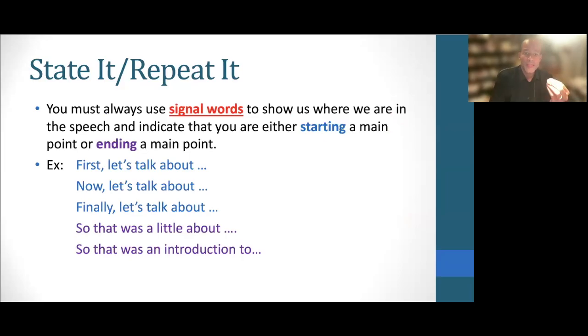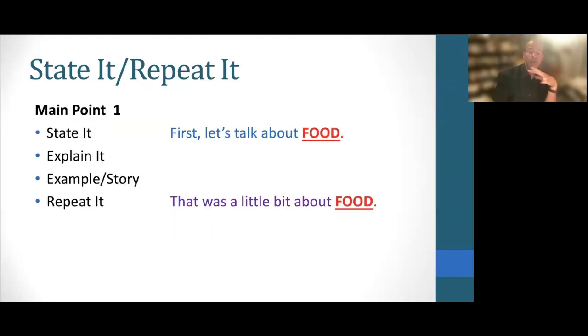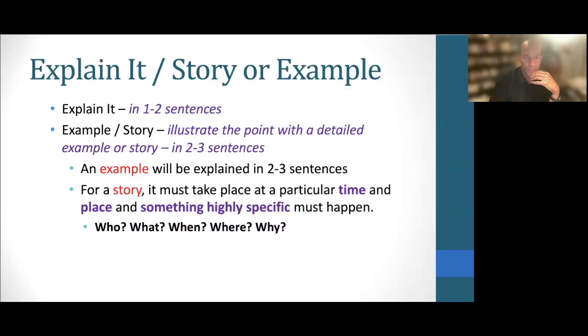When we're stating it and repeating it, we're using signal words in order to show where we are in the speech and indicate that we're either starting a main point or finishing it. Those signal words are things like "first let's talk about," or "now let's talk about," and when we're ending, "that was a little bit about," or "that was an introduction to." So, first let's talk about food. Explain the food in 1 or 2 sentences, give an example or tell a story in 2 or 3 sentences, and then end that main point: that was a little bit about food. And we'll go on and do that for each of our main points.